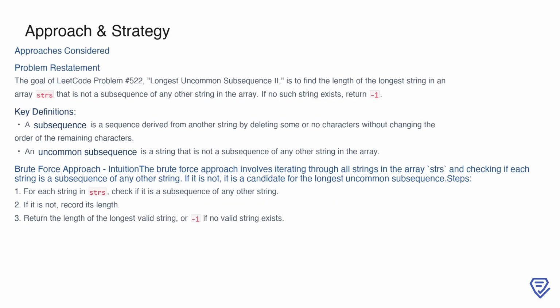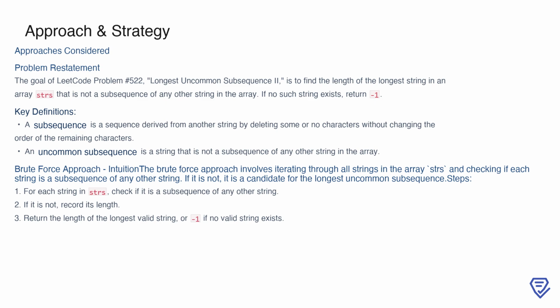To solve problem number 522, the goal is to determine the length of the longest string in the array that is not a subsequence of any other string. Let's break this down. A subsequence is formed by deleting some or no characters from a string while maintaining the relative order of the remaining characters. An uncommon subsequence, on the other hand, is a string that does not appear as a subsequence in any other string in the array. One straightforward approach to tackle this problem is the brute force method.